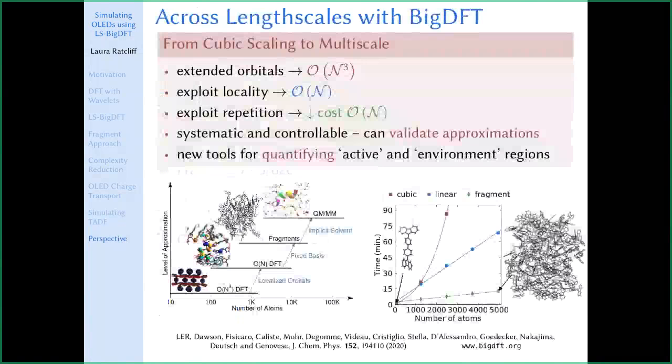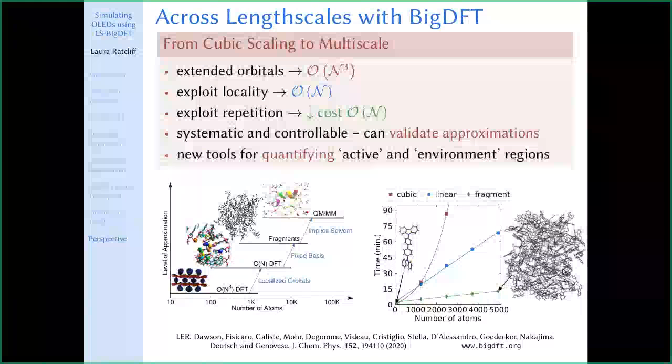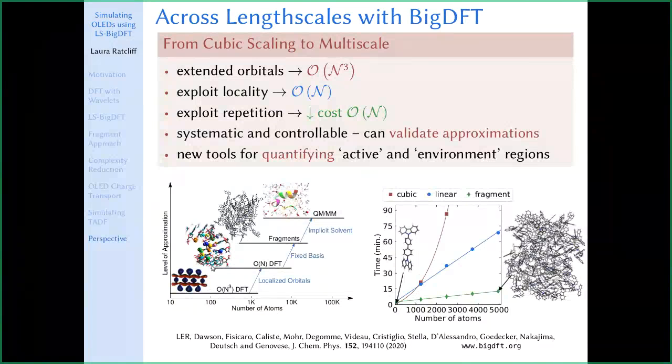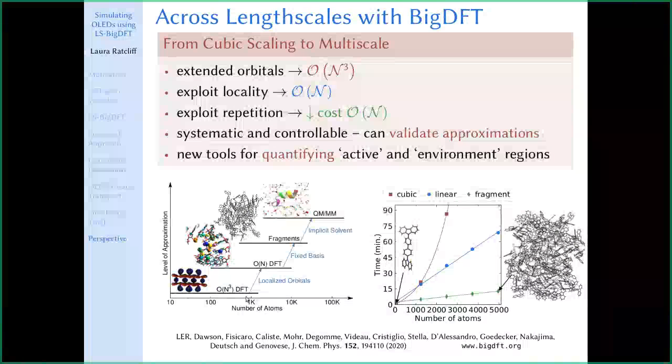So just to summarize what I've talked about, and then we can maybe discuss some of the details a bit more. The BigDFT code allows us to have a range of methods that aim from the cubic scaling treatment of small systems all the way up to large systems. And at each stage, we can make a single additional approximation, so including some kind of localization, and taking advantage of repetition and fixing the basis. So that at each stage we're being systematic and controllable, and this means we can validate the additional approximations that we're making, whilst being able to treat large systems.